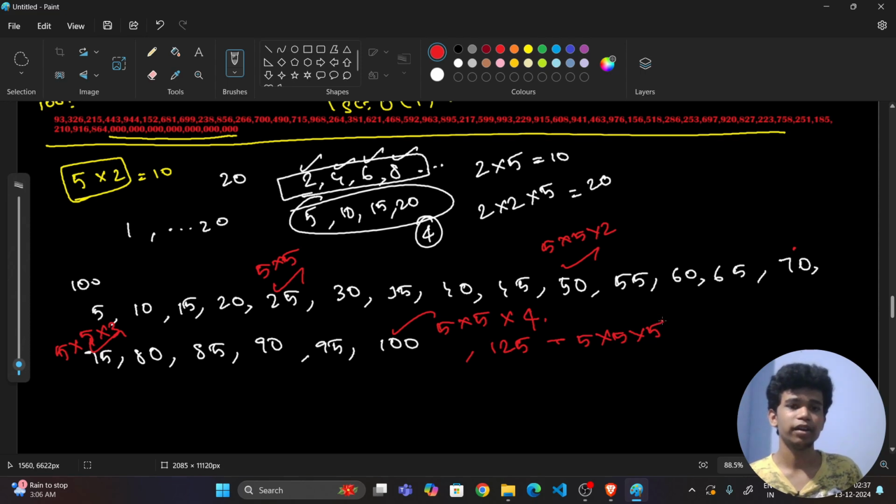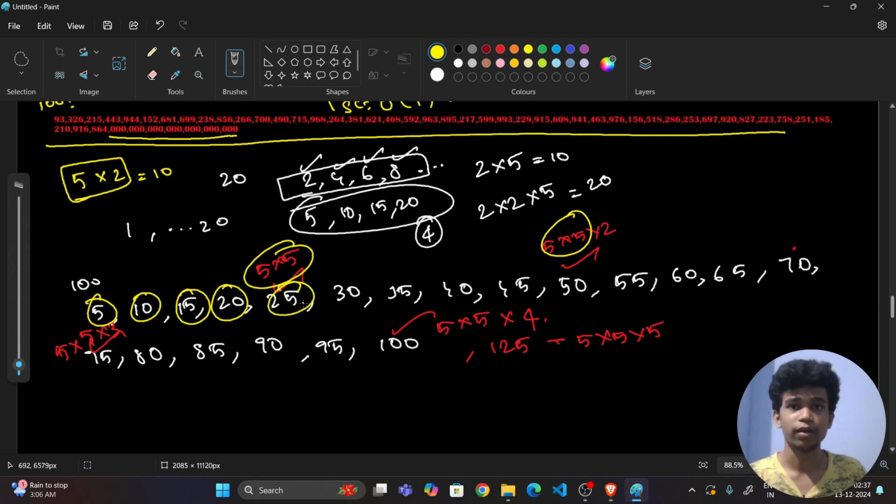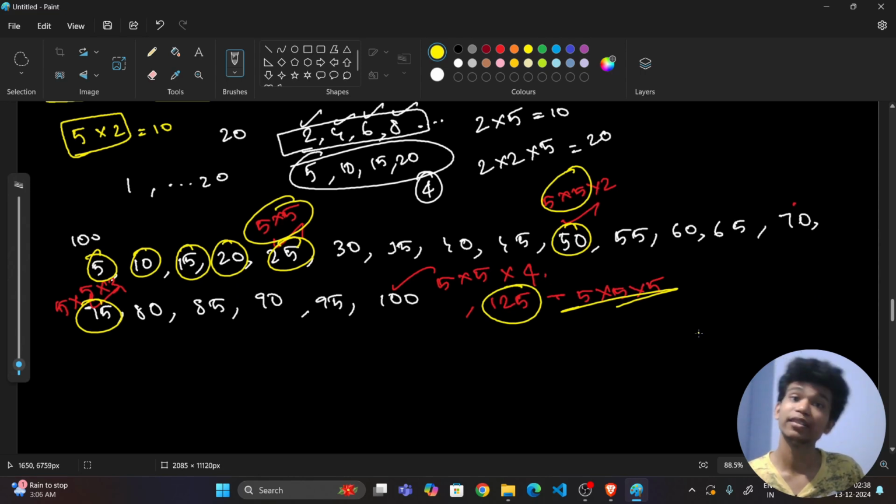From this, I am identifying a pattern. Here there are two 5s, while others only contain one 5. Here and all, there is only one 5. But for this 25, I have two 5s, and the multiples of 25 also contain two 5s. Can you understand this? Again, when I go to 125, it contains three 5s, so 125's multiples contain three 5s. Next is 625, whose multiples contain four 5s. Can you understand this?